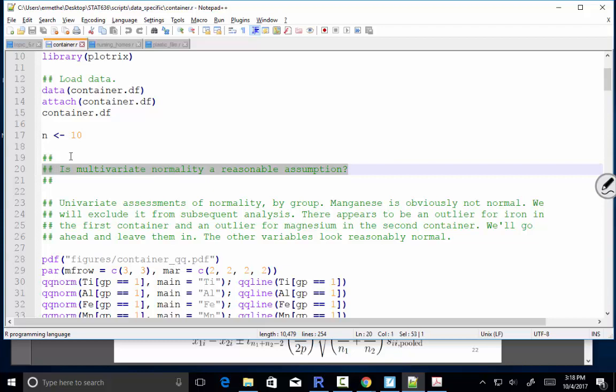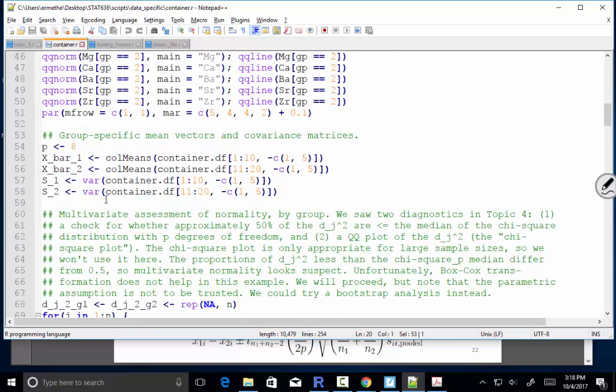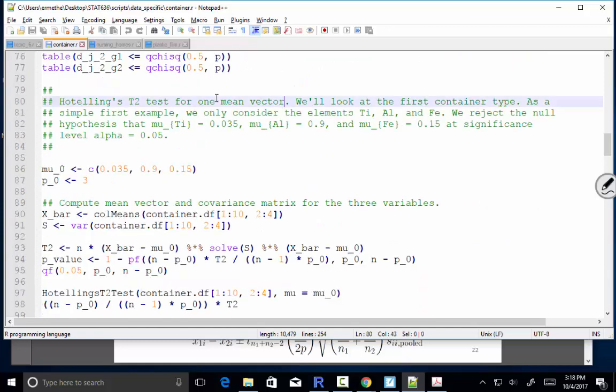Step 1, if we're going to do multivariate inference on a mean vector with a small sample size, especially, we need to consider whether the population distribution is normal. So that's what we started with. I did QQ plots and then a multivariate assessment of normality. In the case where I just want to do inference on one mean vector, like the mean vector for container type 1, then that's a one-sample t-squared test.